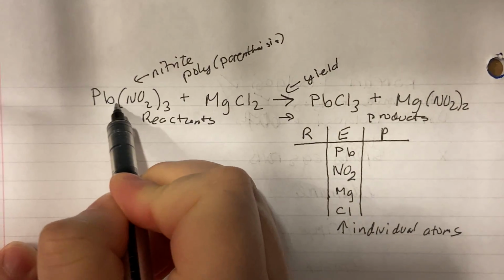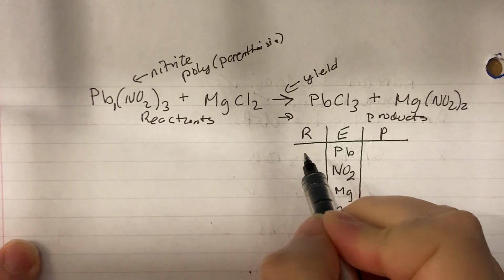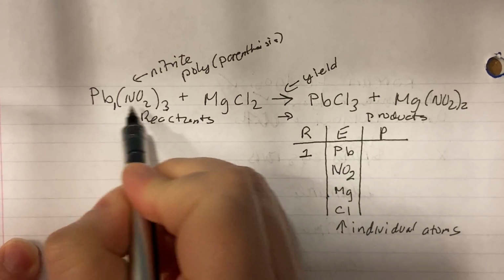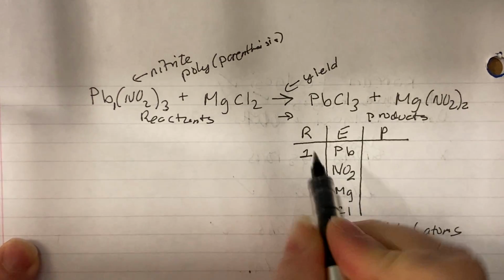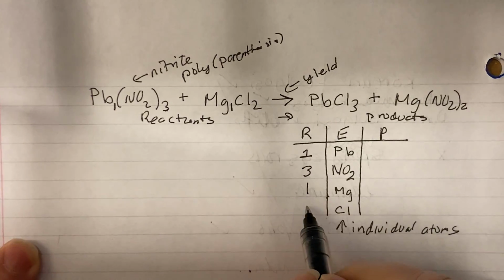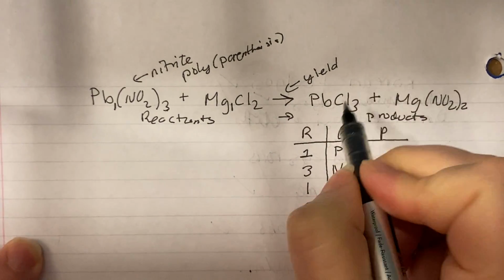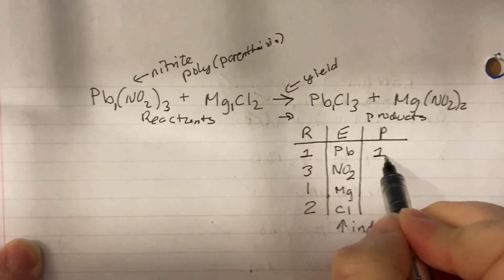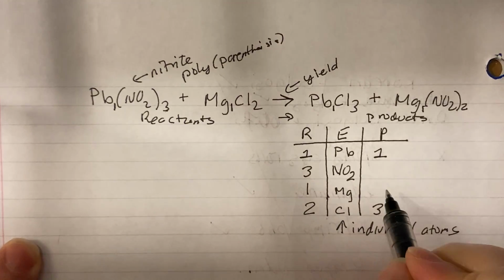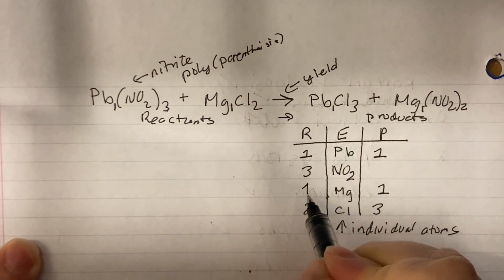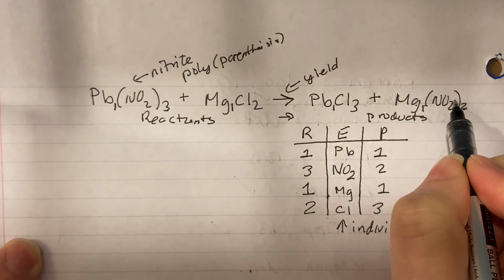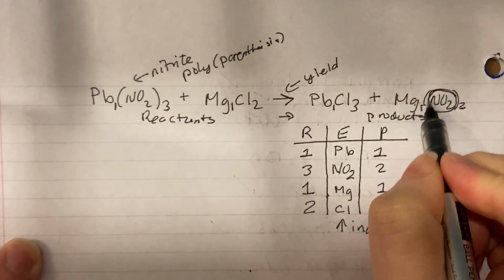Okay, Pb, there's nothing there, but I know that's implied. So there's one Pb, or one lead. The parentheses are around the nitrite, so I know there's 3 nitrites, 1 magnesium, 2 chlorines. On the right side, again, 1 lead, this time 3 chlorines, 1 magnesium, and 2 nitrites. Remember, the NO2, that's all protected in the bubble.